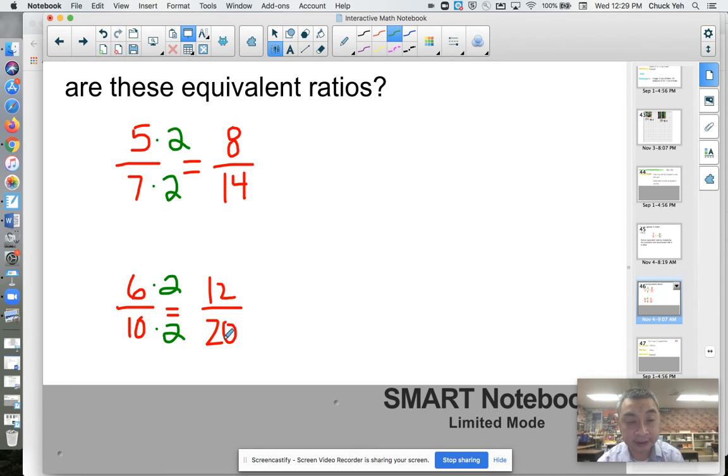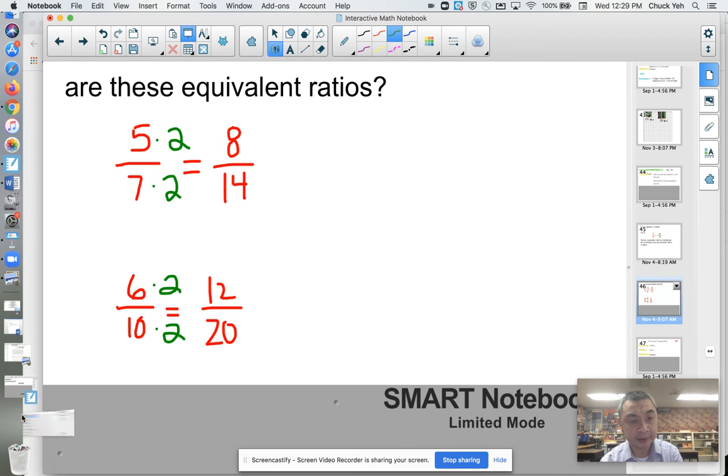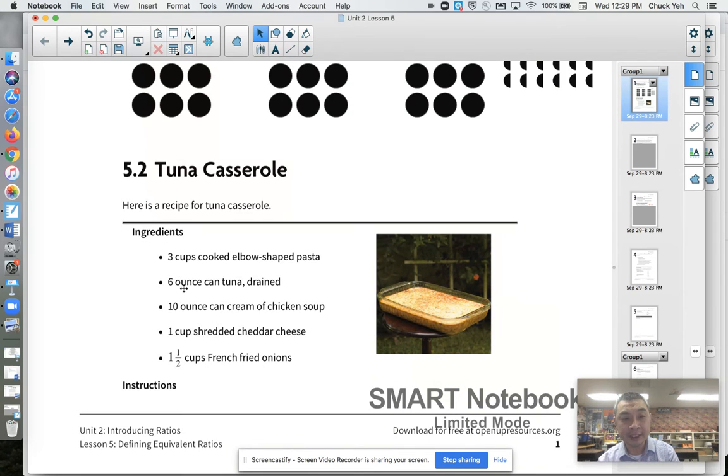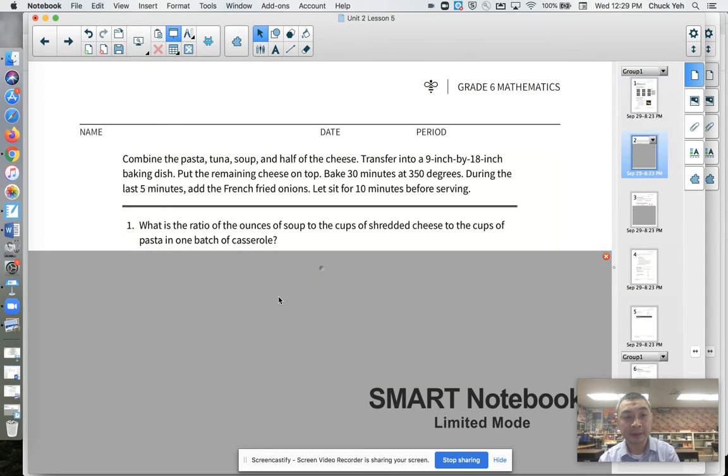And then underneath here, or wherever you stop, put STS 5.2. So this is a student task statement. We're going to do 5.2. So you have these right here. 3 cups of elbow pasta, 6 ounces of tuna, and so on. What's the ratio of the ounces of soup to the cups of shredded cheese to the cups of pasta? So how many ounces of soup are there? How many cups of cheese are there? How many cups of pasta are there? And then you're going to write it out.